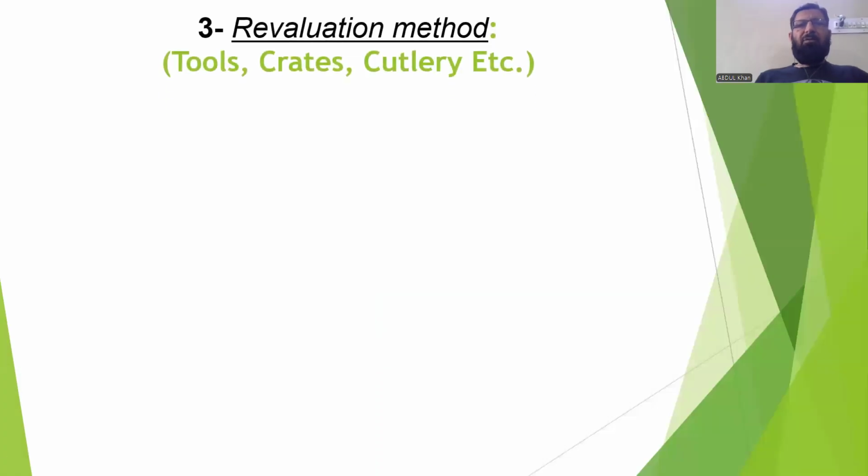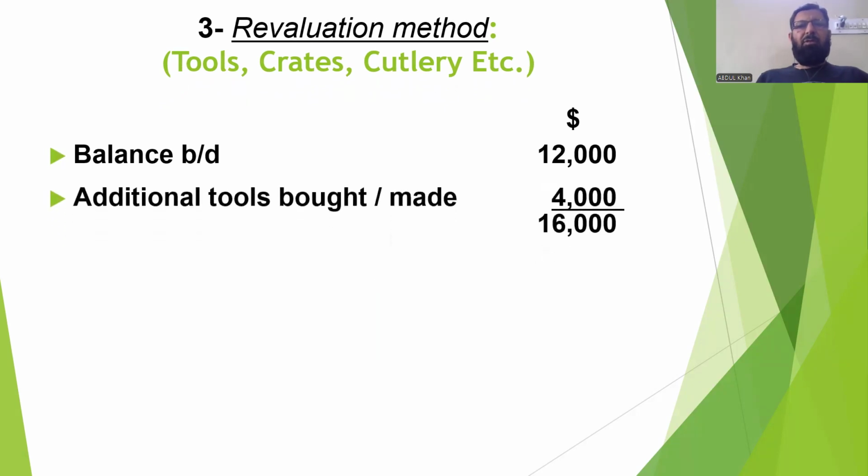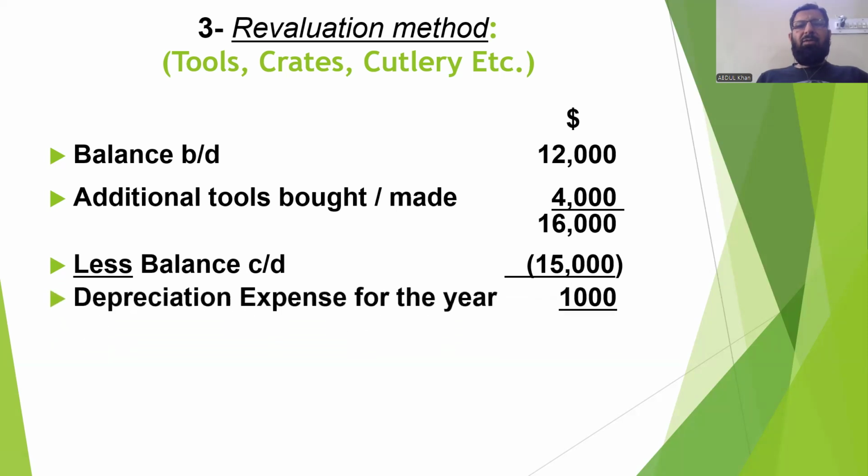And the revaluation method is for the type of asset where you cannot keep track of the asset at the end of the year, because sometimes it is lost or broken. For this kind of asset, like tools, crates, and cutlery, you use the revaluation method. Suppose the balance at the beginning of the year is 12,000, and additionally you bought or made tools worth 4,000, which makes 16,000. Then at the end of the year, the value of the tools is 15,000. When you subtract, you get 1,000. And this 1,000 is the depreciation expense for the year.